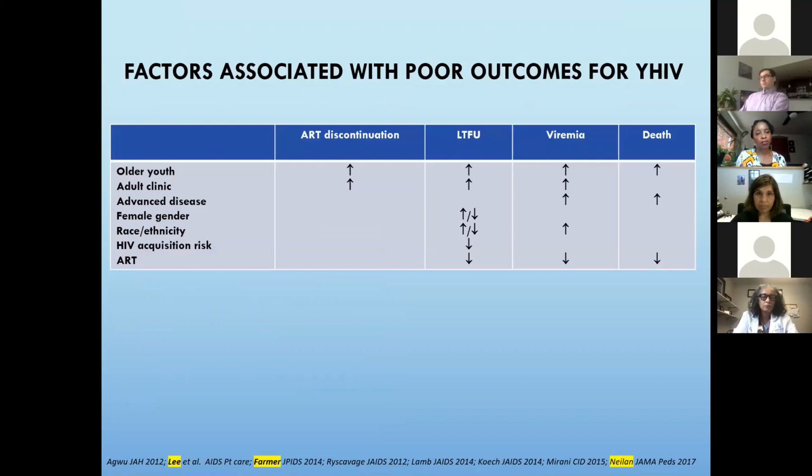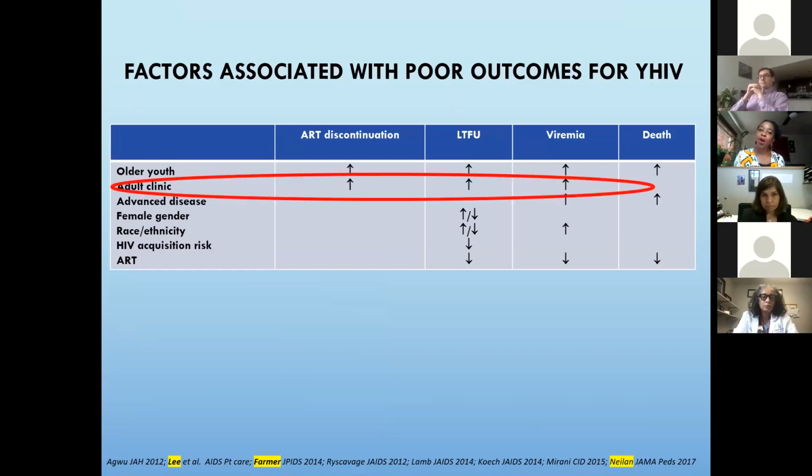So when I look at the body of work in terms of the factors associated with poor outcomes for YHIV, this slide just shows the things that we found associated with ART discontinuation, including older youth more likely to discontinue, adult clinic, factors associated with loss to follow-up, factors associated with viremia, and factors associated with death. But the thing that kept bothering me was this adult clinic associated with ART discontinuation, loss to follow-up, viremia.